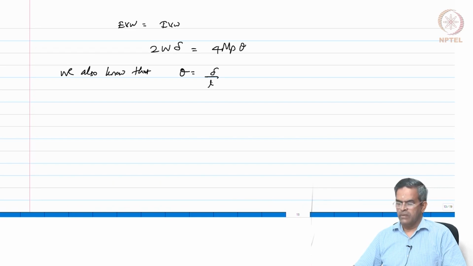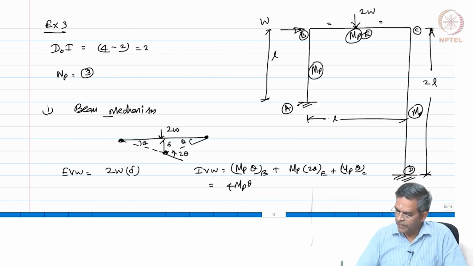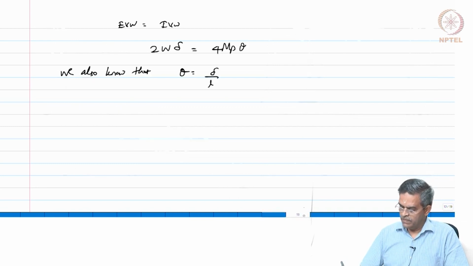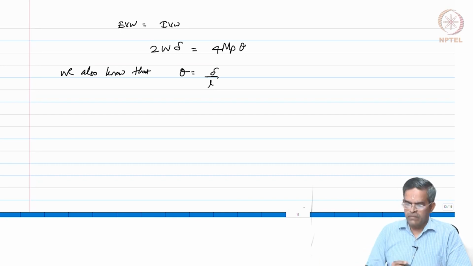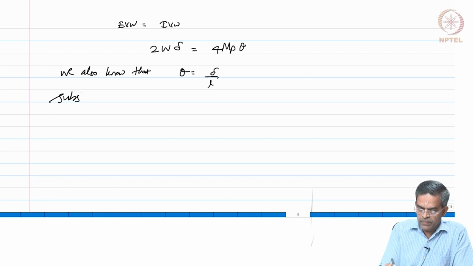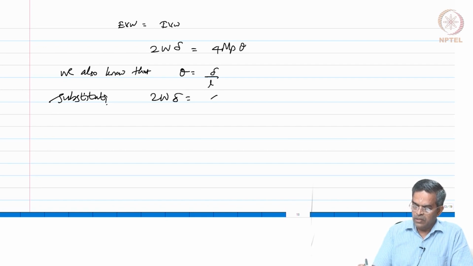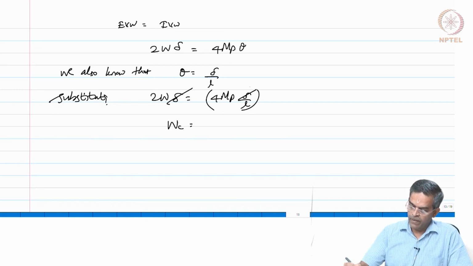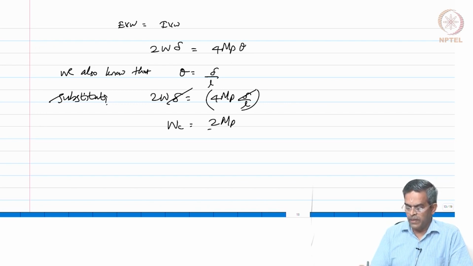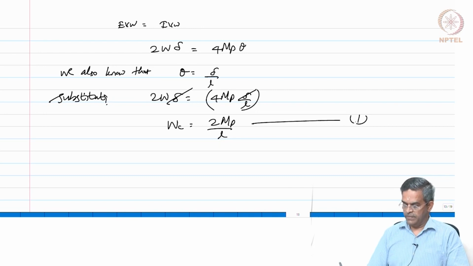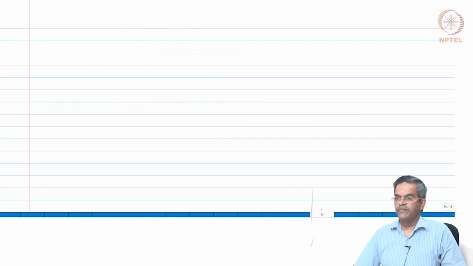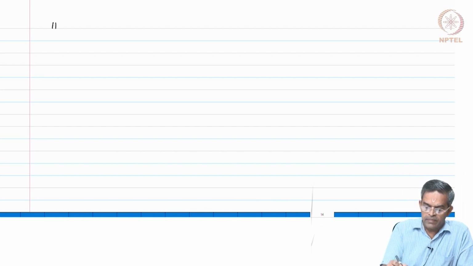The span of the beam is 2L, please take it as 2L. So, del by L is theta. Substituting, 2W into del should be 4 MP into del by L. So, WC in this case is going to be 2 MP by L, the first iteration. Let us go for the next one, which is going to be a sway mechanism.